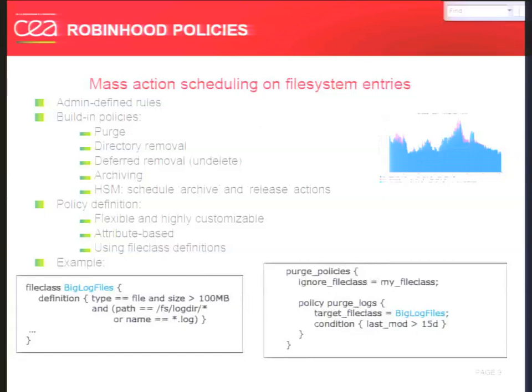The policy definitions are really flexible. You can use a lot of different file attributes to write them, and use Boolean operators. So here, for example, we see that we can define a first file class, big log files, using the file type, the size, different paths, to create a list of files. And after that, this class could be applied to different policies.